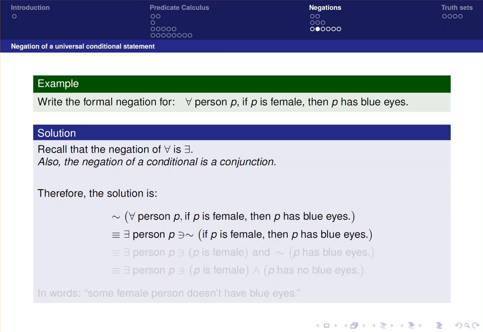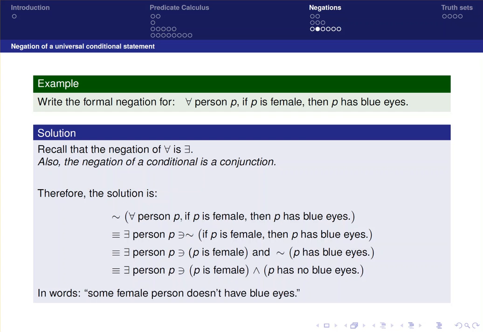The statement that comes afterwards is an if-then statement, and to negate it, all I have to do is figure out the P of x and the Q of x, put an and in the middle, and negate the Q of x. So my work may end up giving me something like this: there exists a person P such that P is female and P does not have blue eyes. In other words, some female person doesn't have blue eyes.